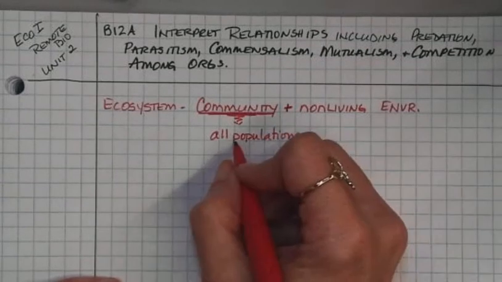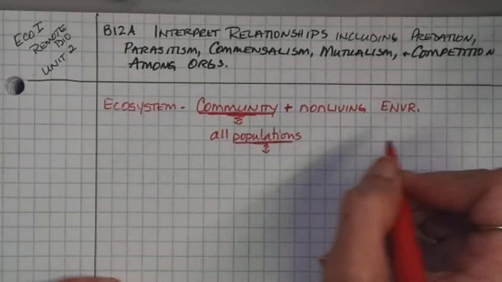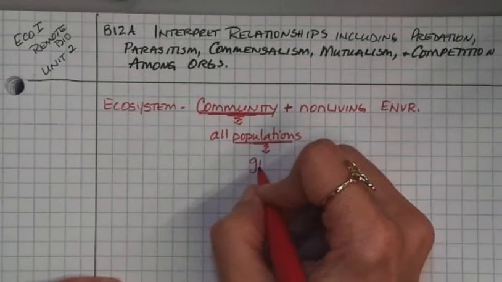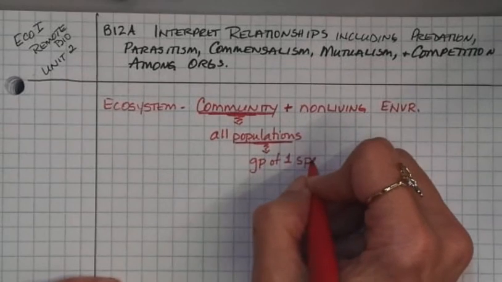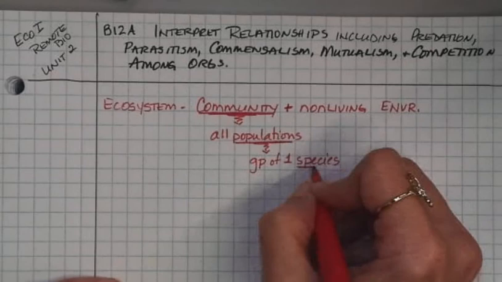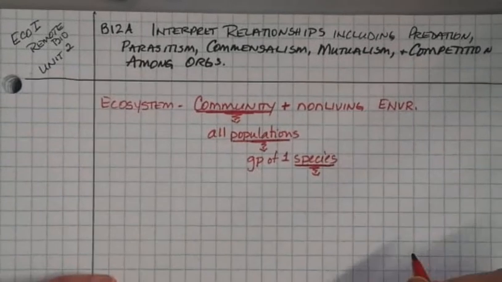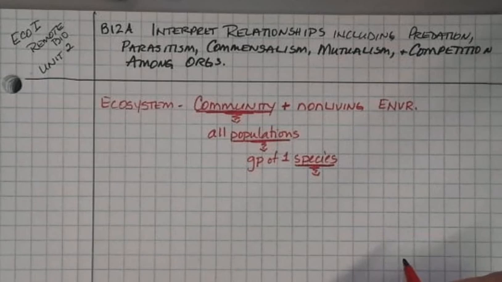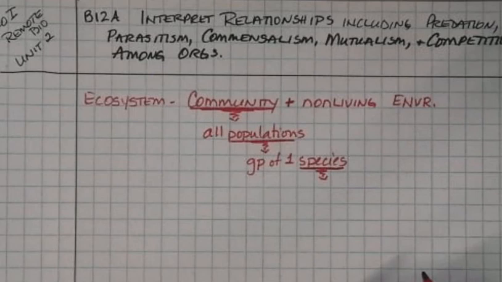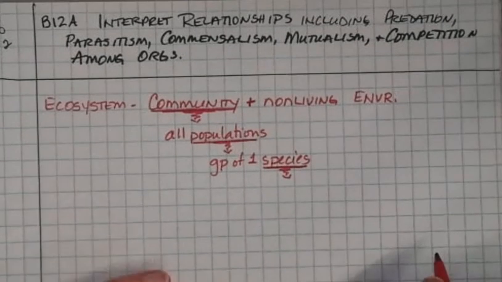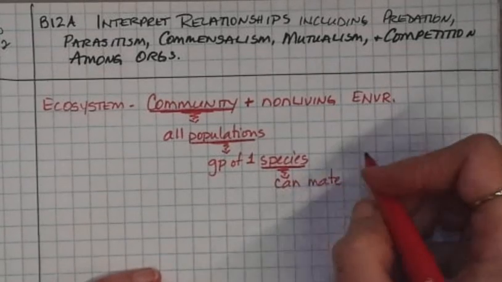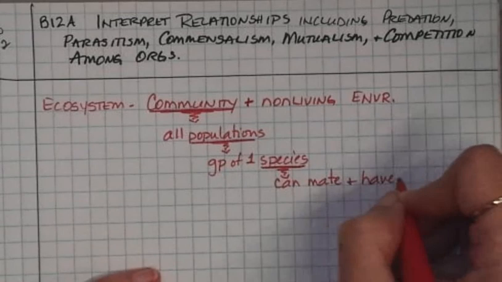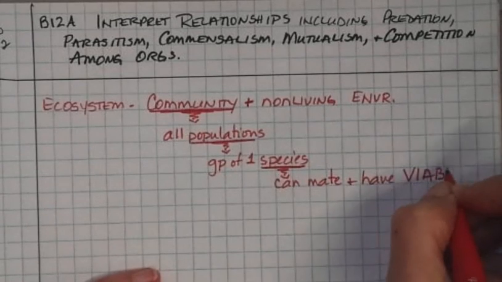And then we're going to say, okay, but what about populations? Populations are a group of one species, all the same species. And I'm going to underline one more word that we haven't taken notes on yet. A species is a group of organisms that can mate and have viable offspring. That means they have nice, healthy offspring.